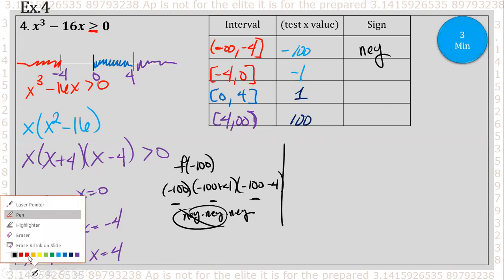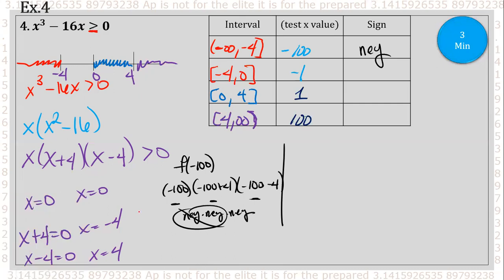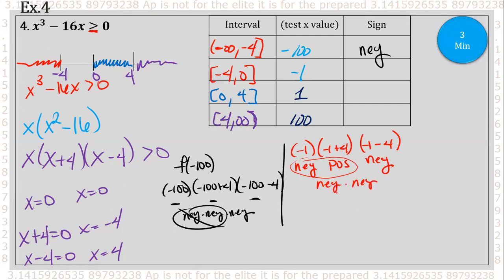Okay. The next one is when it's negative 1. So I do the same thing. Negative 1, negative 1 plus 4, negative 1 minus 4. So this is negative, this will be positive, and this right here will be negative. So you can go ahead and do these two to the left. Negative times positive is negative, and negative times negative is a positive. So this right here is positive.